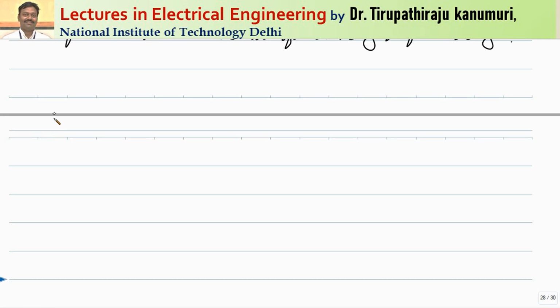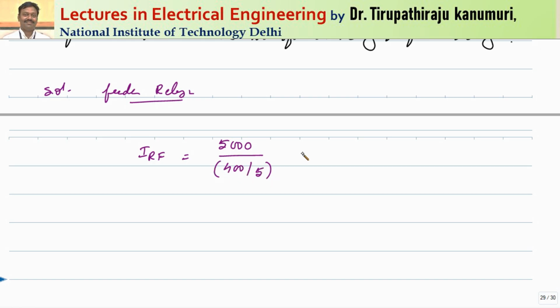Let us start the same way with the feeder relay, because the feeder relay is already given. So for the feeder relay, whenever the fault comes, the relay fault current will be equal to 5000 amperes, agree with me, divided by the CT ratio. The CT ratio is 400 divided by 5. So this gives your current as 62.5 amperes. That means the relay fault current is coming as 62.5 amperes.